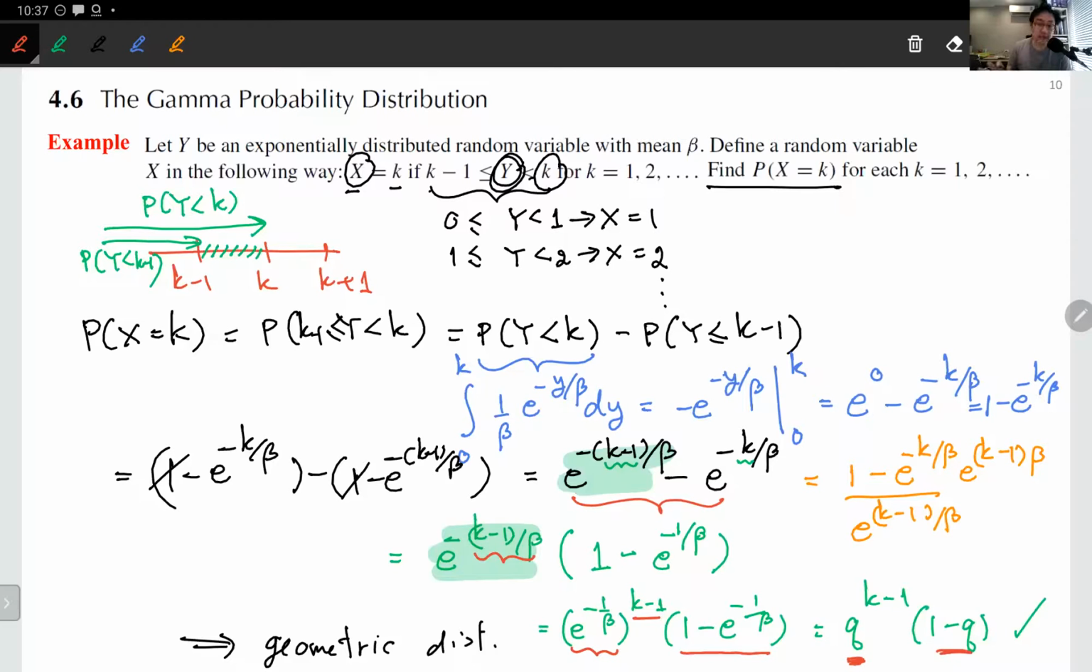And this looks exactly just like q is your probability of failure, something like that. And then you fail for k minus 1 times until the last one, where you hit the success, which is 1 minus q, which is p. And this has the exact structure of the geometric distribution.